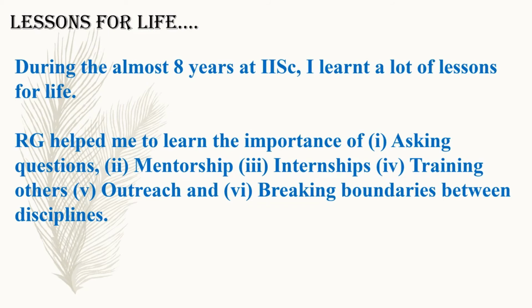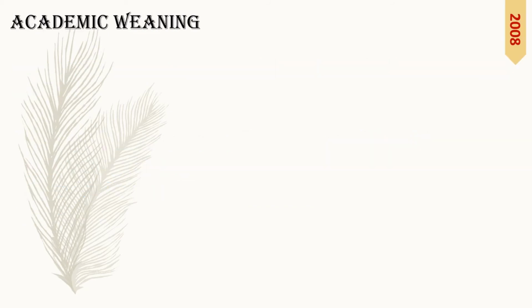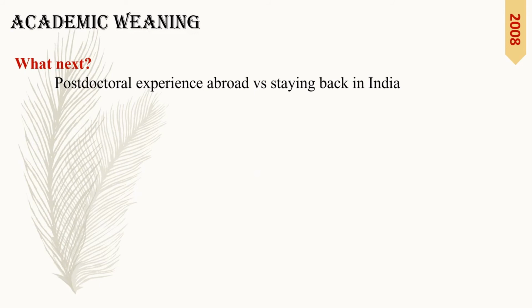So from IISc, I came to IISER Kolkata, and I went through a process of academic weaning before I came here. So after my PhD, I was continuing working on similar questions on still ongoing projects as a postdoc. And I was asking myself, what next? Of course, the easy choice was a postdoctoral experience abroad, but the difficult choice was staying back in India. With this came the choice between career and family, because as I said, I already had a son who was very small, and the choice between what people call success versus my personal happiness.